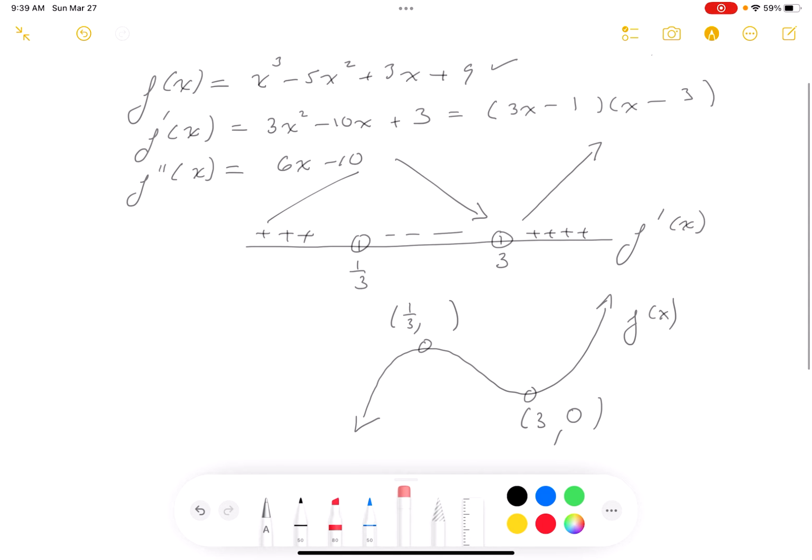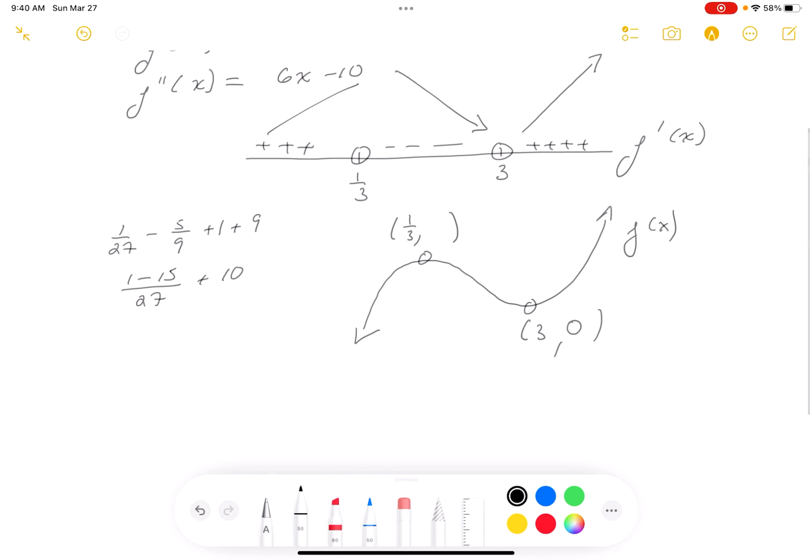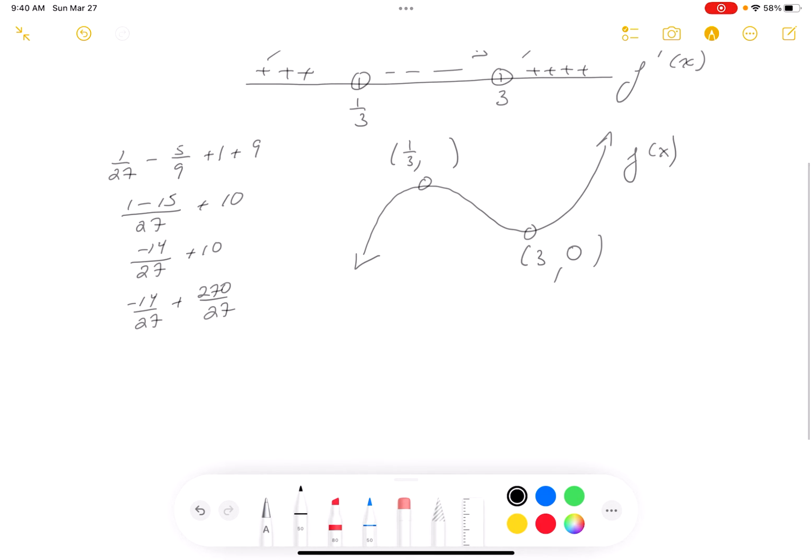Let me do the 1/3. All right, the 1/3 would be 1/27 minus 5/9 plus 1 plus 9. We're doing the third. All right, now certainly I'm going to do some arithmetic over here to find out what the number is. This is going to be 27. 1 minus 15. This is 10. I'm going to keep writing it down, by the way. This is 27 minus 14 plus 10. All right, so I'm going to add that together. Minus 14 over 27 plus 270 over 27. So what are you going to get there? 256 over 27.